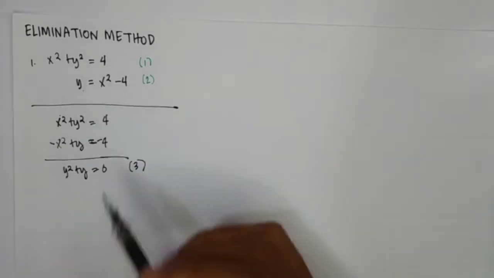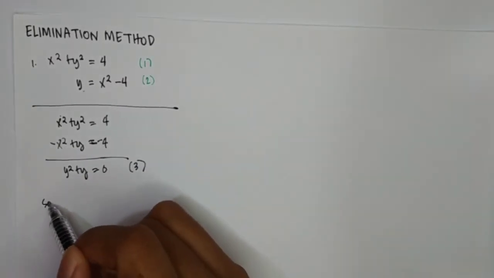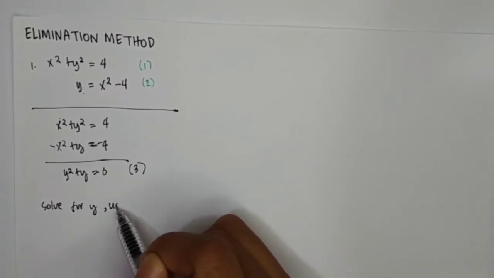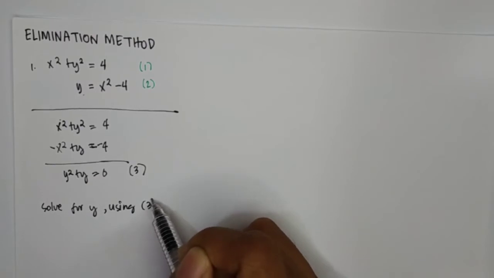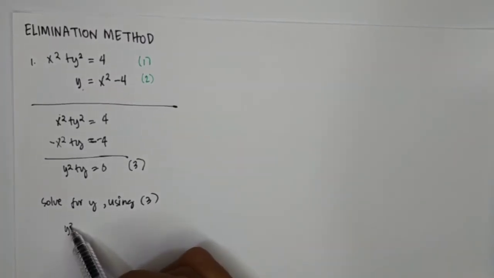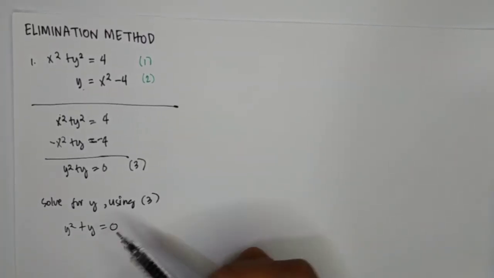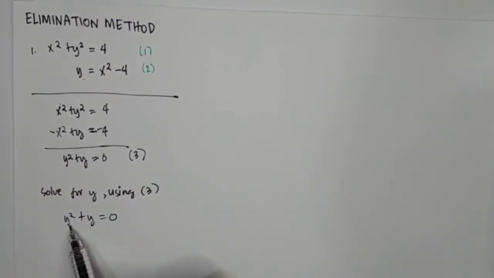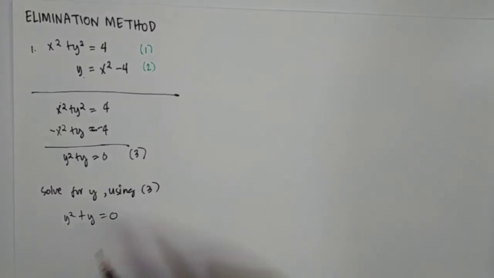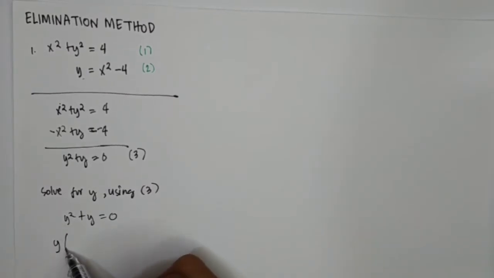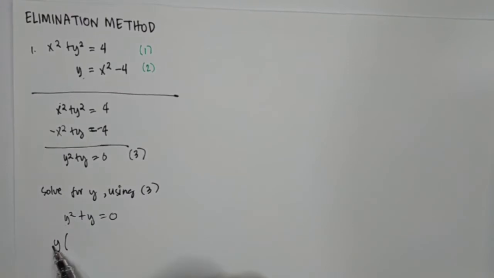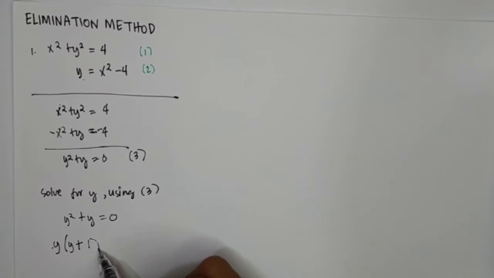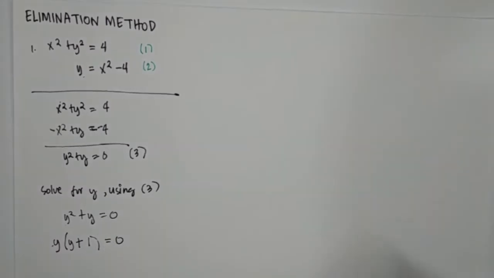So now, let's solve for y using the third equation. We have y squared plus y is equal to 0. Always take note of that. Yan yung third equation natin. So, we have here y and y, so pwede natin siyang i-factor out. Ilabas natin si y. So, y squared divided by y is y, plus y divided by y is 1, is equal to 0.